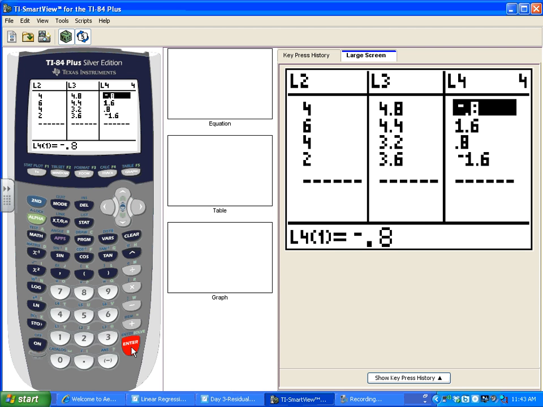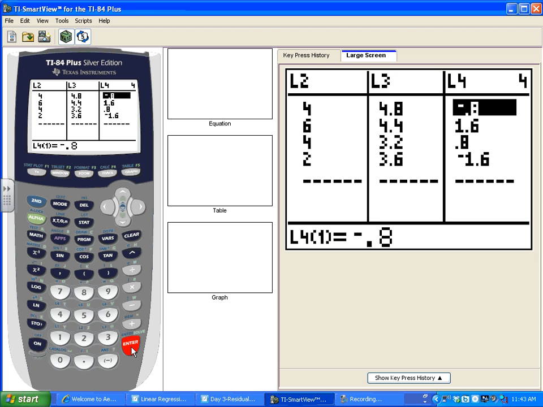I actually scored 2. It said I should have scored 3.6. It over-predicted by 1.6 goals. Residual, actual minus predicted. Negative value means the line of best fit over-predicted. Positive value, the line of best fit under-predicted.